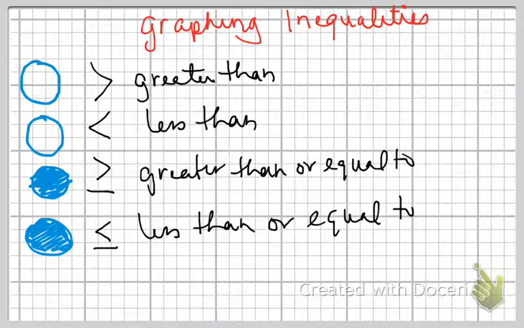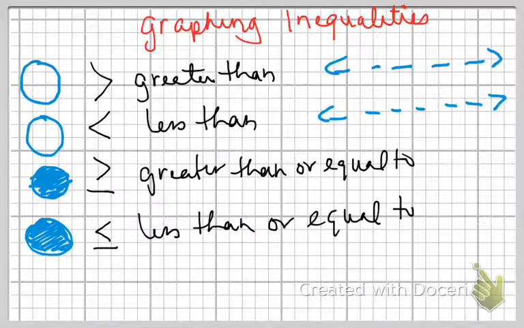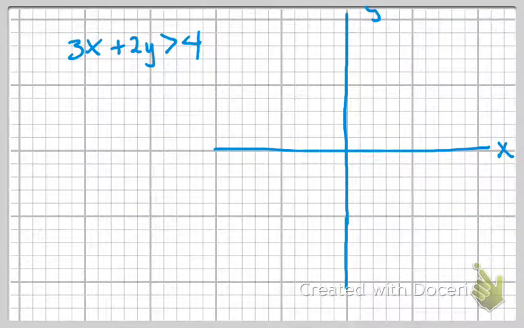Alright, it's a little different with the lines. When you have a greater than or less than sign, your lines are going to be dashed. That means you don't include all the points on the line. But when you have an equal to sign, it is a solid line, which means you include everything on that line. Alright, so we're going to graph an inequality. I've got one right here.